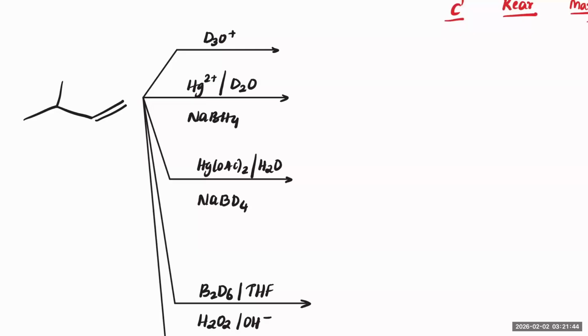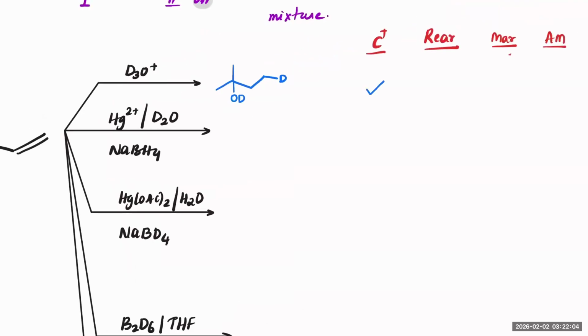So you see the first one, D3O plus. So what do I get? You will know that first D will come here and thereafter OD will attach on the most stable position. This is the most stable position. So OD will come here. So that means it is following carbocation, rearrangement, Markovnikov and not anti-Markovnikov.